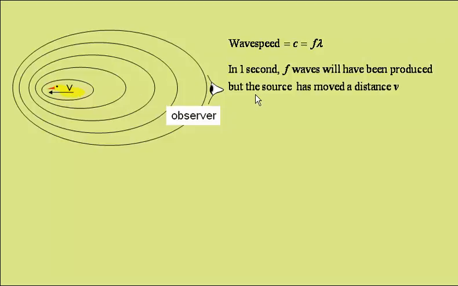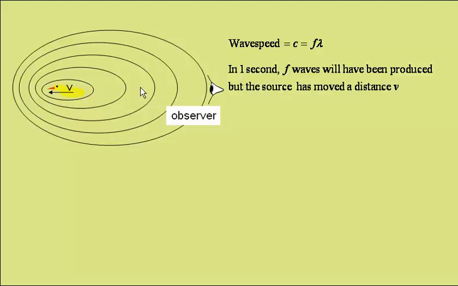In 1 second we'll have produced f waves. The frequency tells us the number of waves per second, and the source will have moved a distance v, as distance is equal to speed times time, and if the speed is v, we will move a distance given by the magnitude of the speed in 1 second.